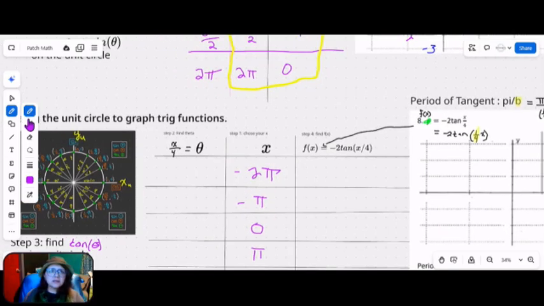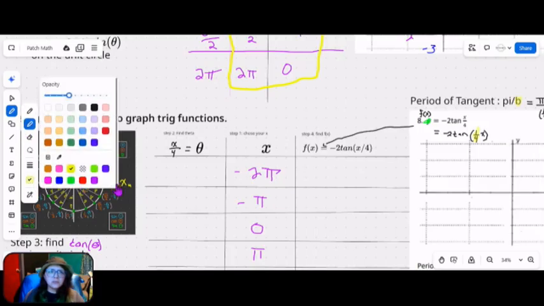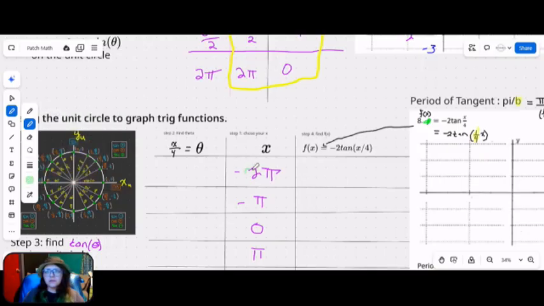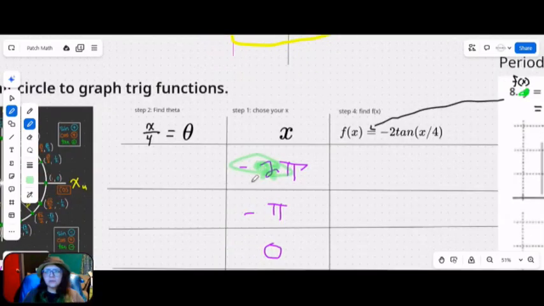Then we're going to take that x, and it is going to get put in here. So this x value goes right here. In the last video, our x and theta happened to be equal. In this video, they are not. You'll see that our x happens to be negative 2 pi. We will put that over 4. And we'll find that theta equals negative pi over 2.